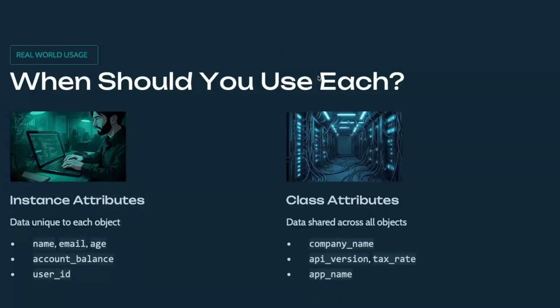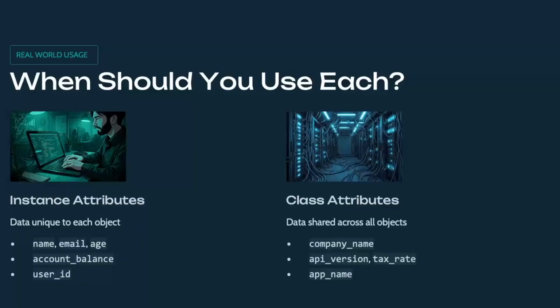Now, in practice, instance attributes are used for data that's unique to each object. Examples are name, email, age, account balance, user ID, etc. While class attributes are used for data that should be shared. Examples are company name, application version, tax rate, app name, etc.